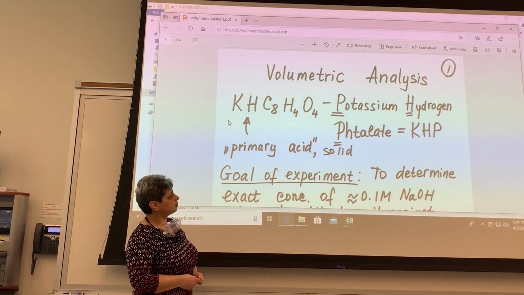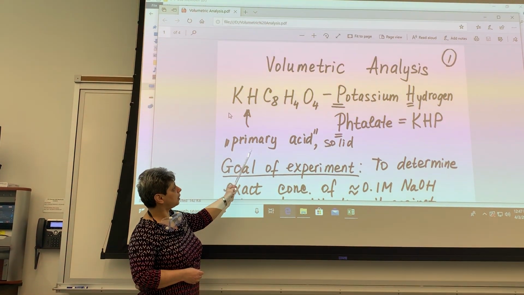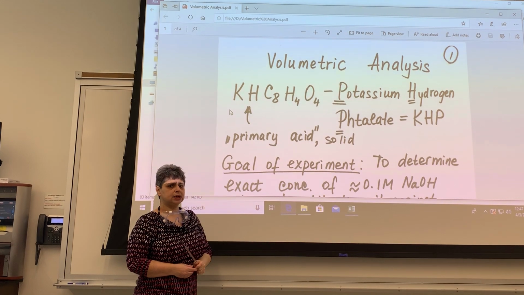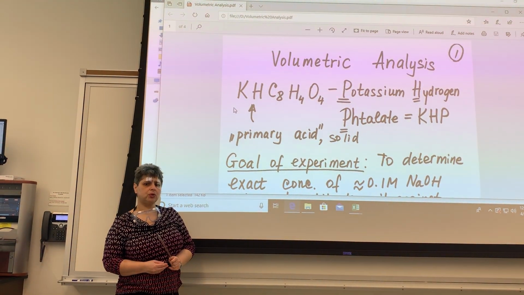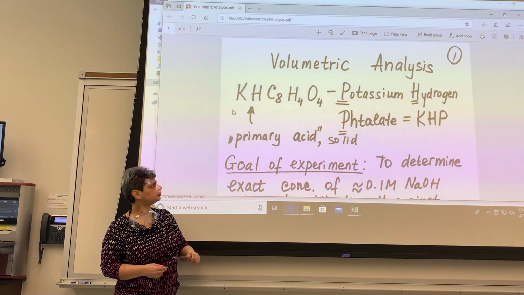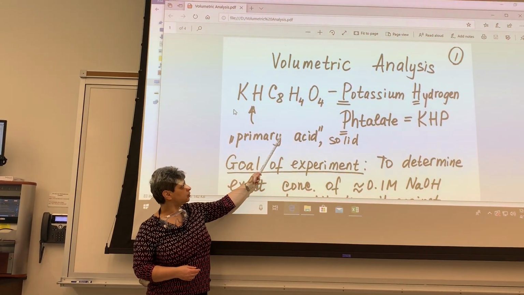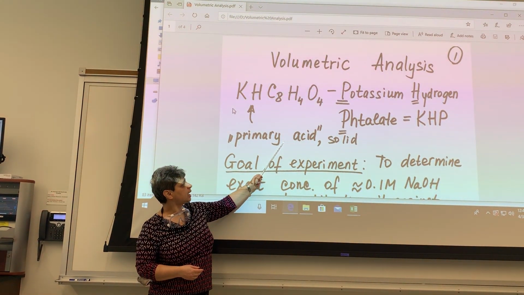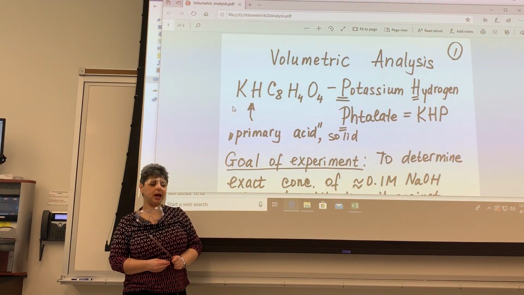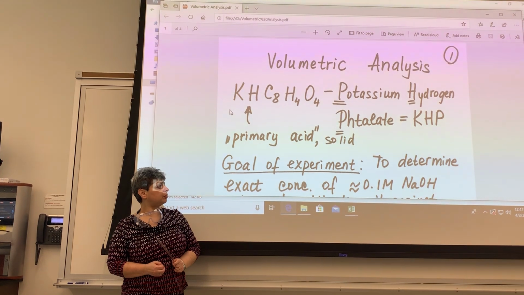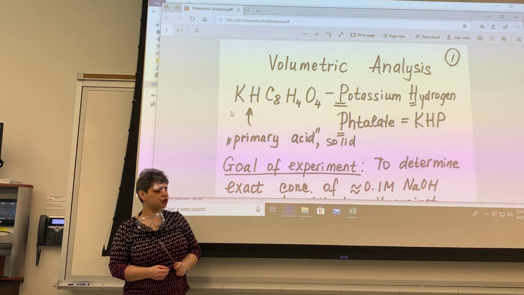We're using potassium hydrogen phthalate here as a primary acid, meaning it's a solid. It's not very common for an acid to be a solid. Most acids are liquids. And so using this substance as a solid allows us to exactly find the amount of it by weighing an exact mass of it for titration.